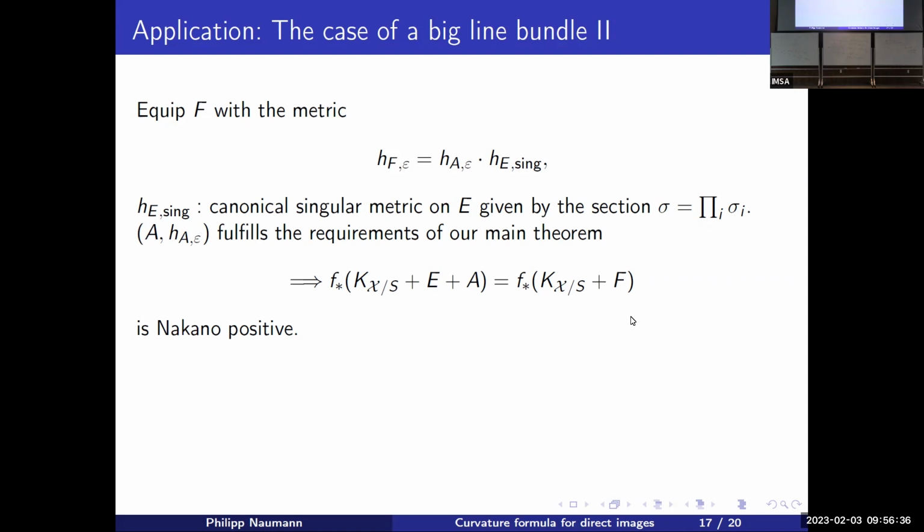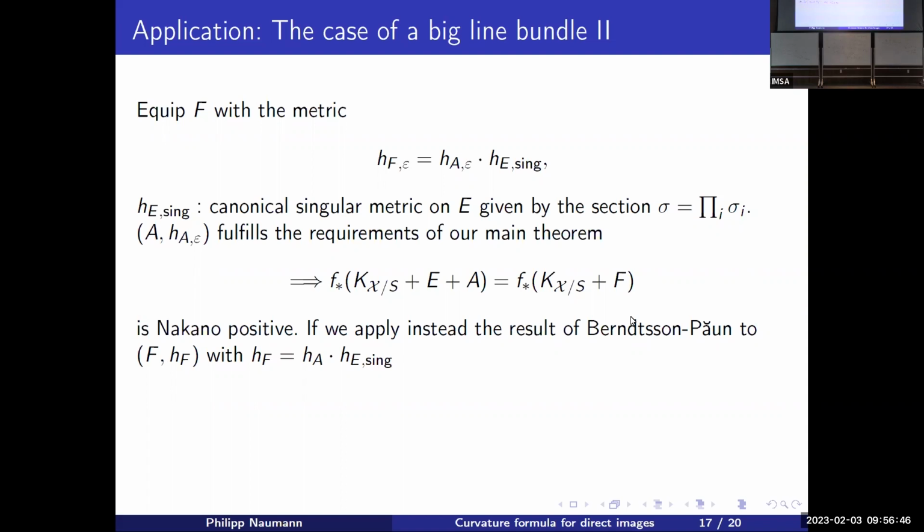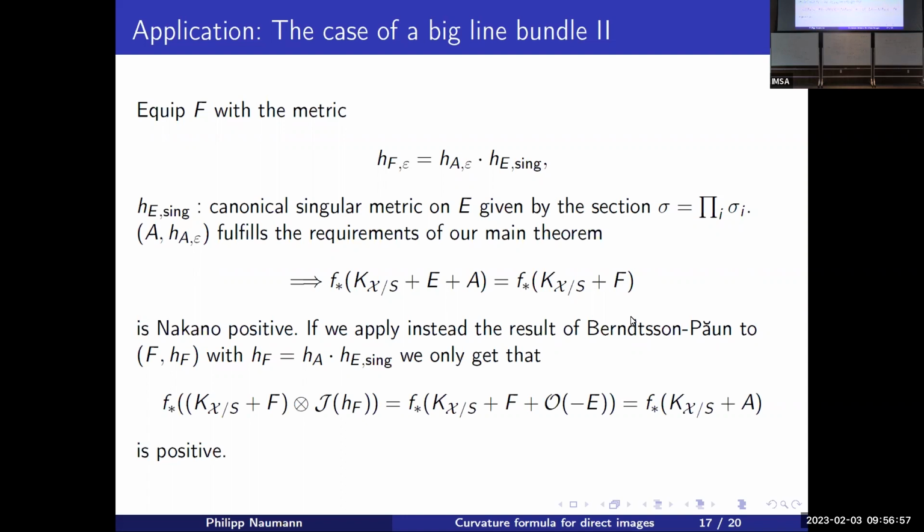Yeah. And when you compare it to the general Berndtsson-Paun theorem, and you would apply it directly for the natural metric given in this situation, then the E is disappearing, because it's just the multiplier ideal sheaf of this metric, because you're using the singular E, and when you apply to F, E goes away, and you are left with this plus A, which is somehow the more boring case, the classical case you already know from Berndtsson. Yeah? But you were interested in twisting by F and not by E.